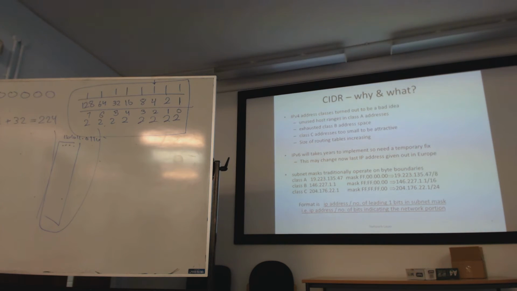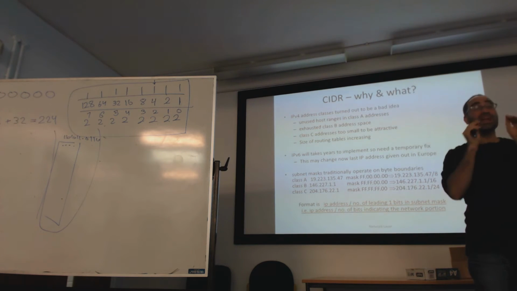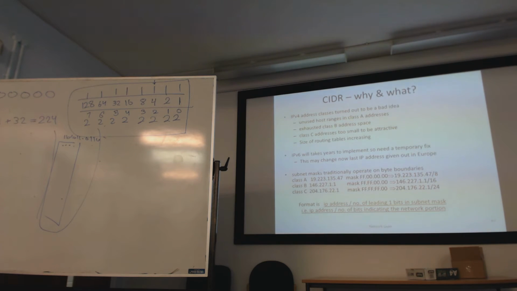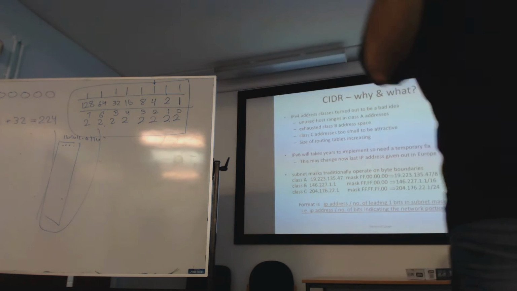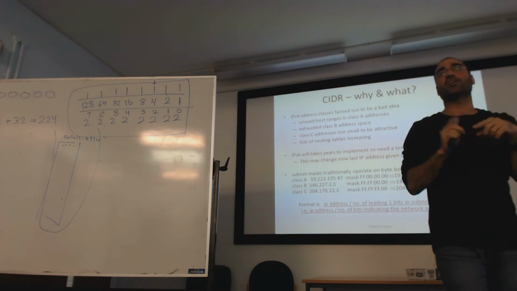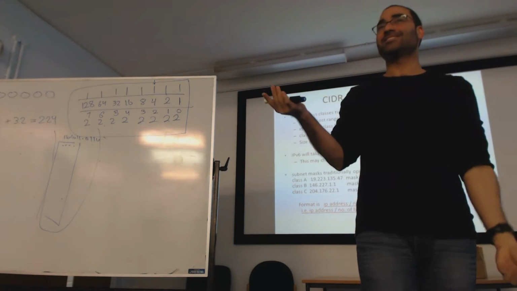IP version 6 will take years to implement, so we need a temporary fix. The last IP address was given to Europe eventually. So now the last IP address of version 4 is delivered to Europe. And that's it. We don't have any version 4 available. Now we're using either the new version 6, or an old version 4 that is still available at the moment.